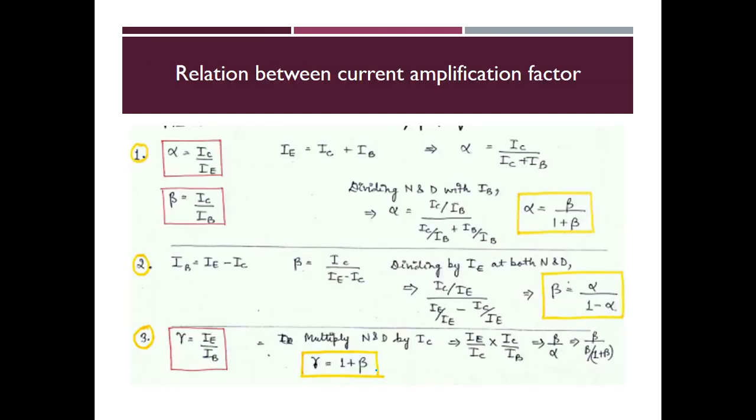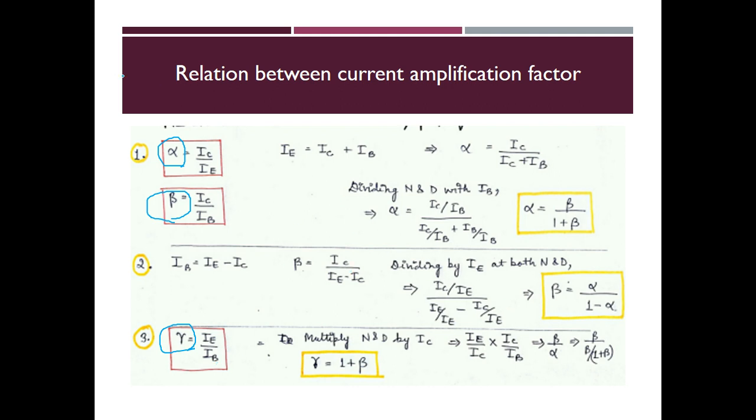And these are the current amplification factor relationships between common base, common emitter, and common collector. Alpha is the current gain of the common base transistor, beta is for the common emitter transistor, and gamma is for the common collector configuration, right? Alpha is equal to IC by IE, beta is equal to output current IC by input current IB. Similarly, gamma is output current IE by input current IB, right?